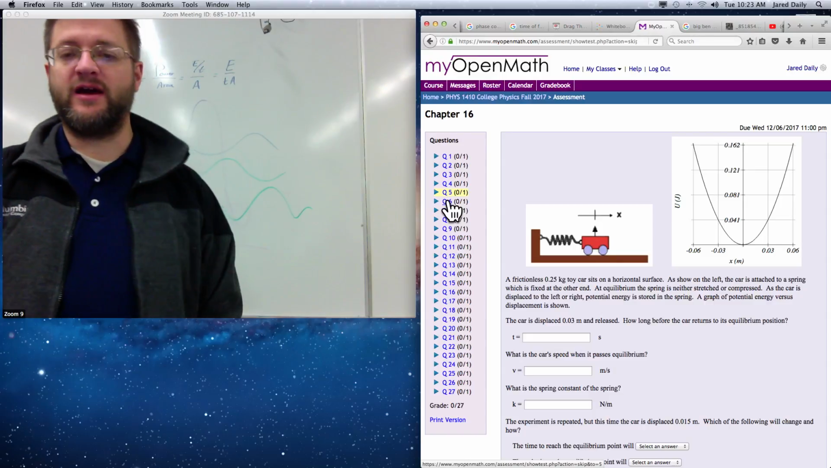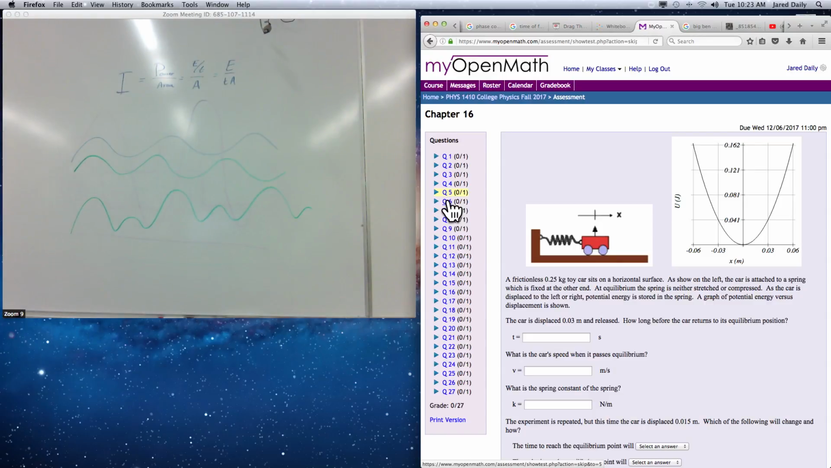Number 5 is just a car on a spring going back and forth, and it's just the exchange between potential energy and kinetic energy. The potential energy of the spring, when it's compressed or stretched to its maximum, becomes the kinetic energy of the car in the middle. So you can calculate the kinetic energy of the car in the middle, which means you can calculate the velocity of the car in the middle. It becomes really quite simple.